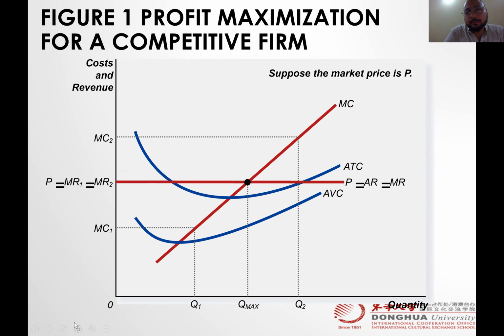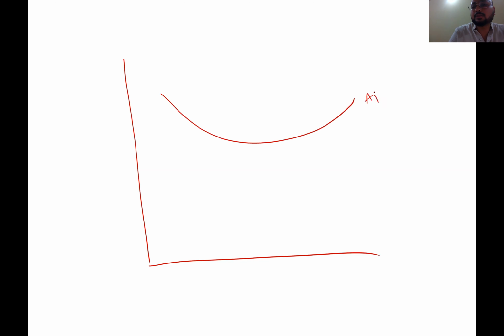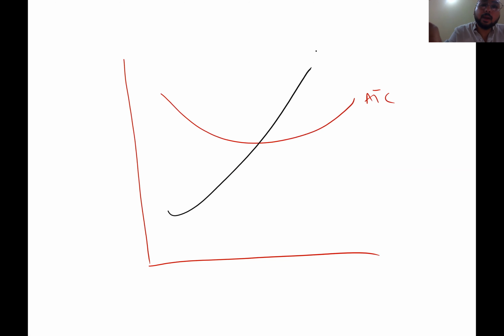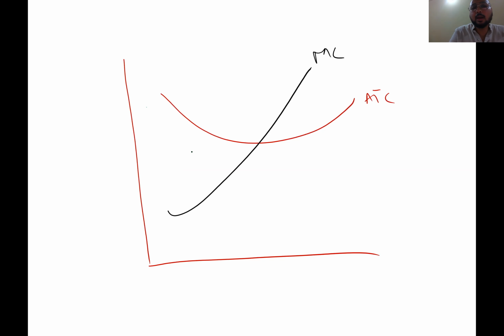So if you draw, I think it's better if I draw myself to give you nice understanding. This is the average total cost, which is a U-shaped curve. And we have MC, which is upward sloping and crosses the ATC at its minimum. Then we have the average variable cost, which is also a little bit U-shaped, but it is less than the average total cost.